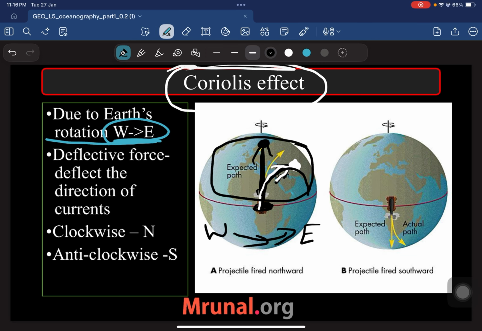This is clockwise deflection. Okay, white color I will show you. This is clockwise deflection. In the south, if I throw a bomb like this, the actual path we are expecting is here, but because of the rotation of Earth from west to east, it will deflect like this, right? The actual bomb will blast here, right?